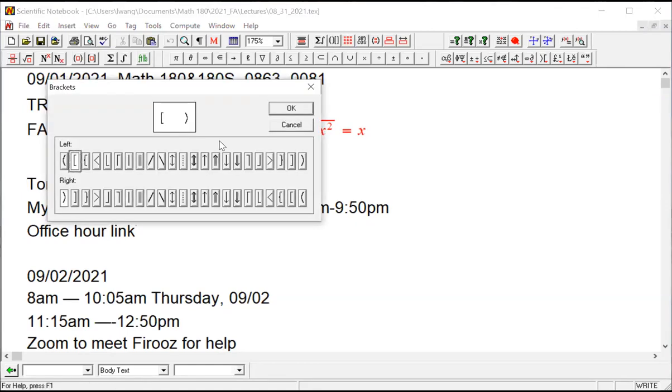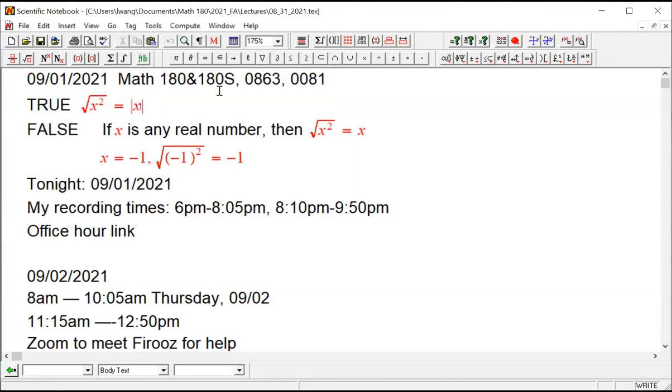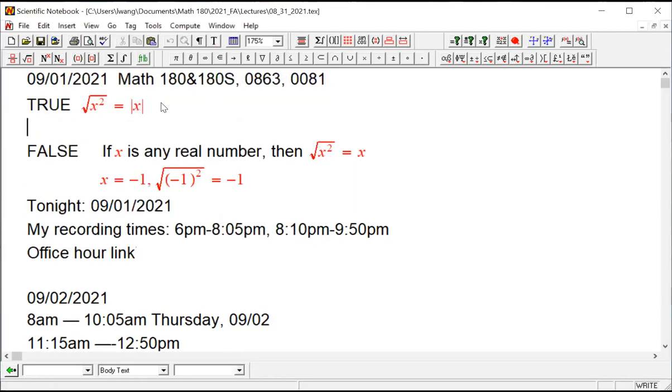You may or may not understand this completely. We will get to it. That is a true statement for any real number.